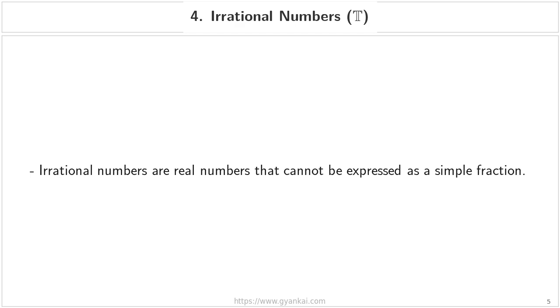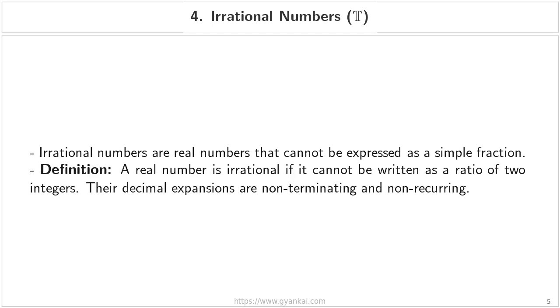Irrational numbers are real numbers that simply cannot be expressed as a simple fraction. To be more precise with our definition, a real number is considered irrational if it is impossible to write it as a ratio of 2 integers. If you were to look at their decimal expansions, you would notice 2 very important characteristics. They are non-terminating, meaning they never end, and they are non-recurring, meaning they never settle into a repeating pattern.